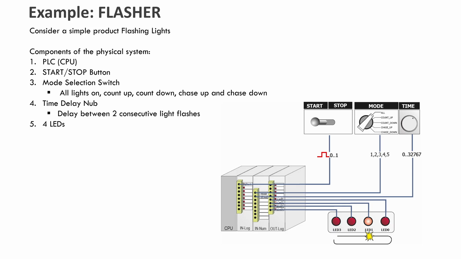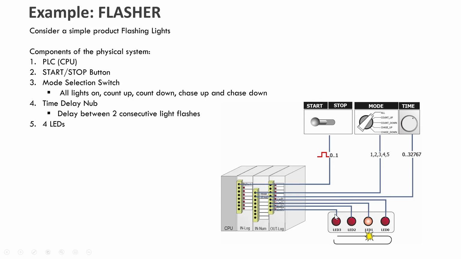The flasher is a simple, let's say imaginary, product that has 4 running lights, like Christmas lights, which run from one direction to another, or backwards, or the lights flash together, or they count up like a binary number. So some functions that may be interesting to have.